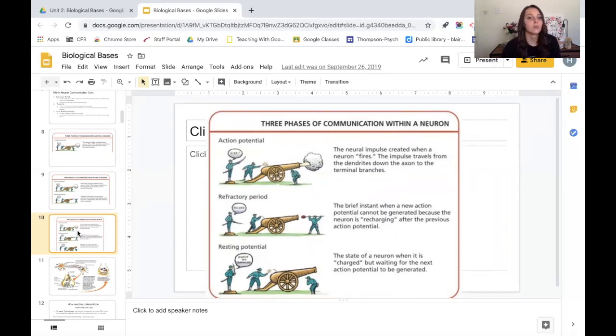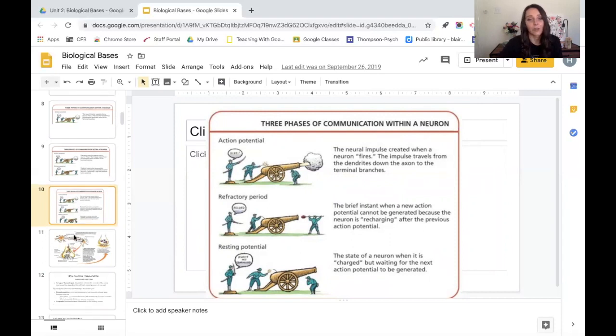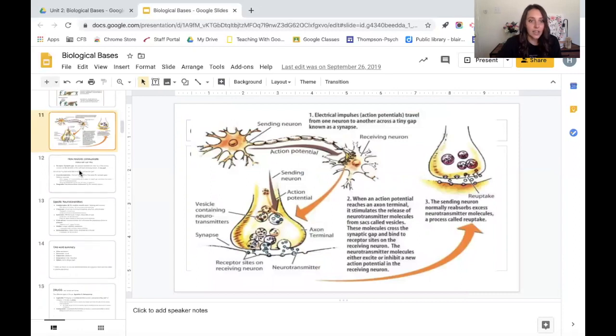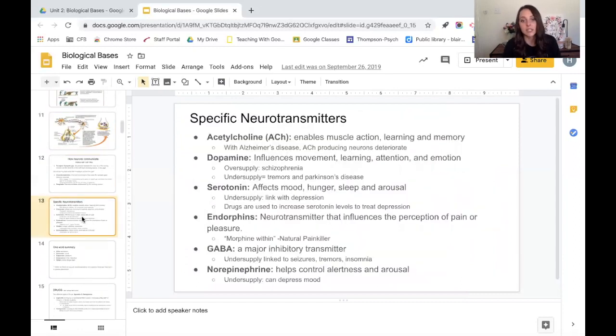This is where I really wish I had a screen that I could write on. In your terminal buttons, you have the neurotransmitters, and those are going to cross the synaptic gap. And obviously there's way more neurotransmitters than these, but this is kind of our list of neurotransmitters that we use the most in here. So make sure you do a quick review of those and what each neurotransmitter does.